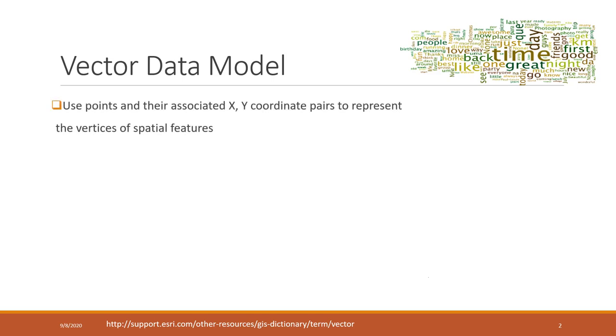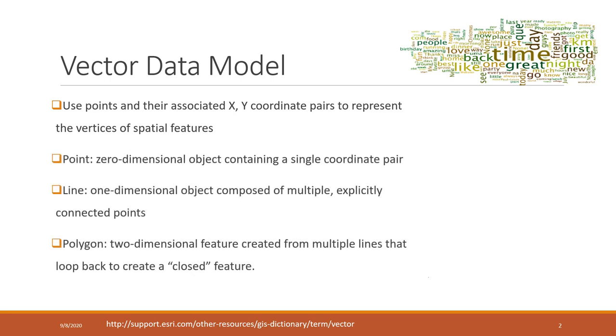If you think about what we talked about in the beginning, vector data use points and their associated coordinates to represent spatial features. It is different from raster data. Raster data use a set of continuous cells to represent the features, but for vector data, we are using a discrete set of points, with x, y coordinates. We have three types of spatial features: the point, the line feature, and the polygon feature. In raster data, it's simply pixels, but in vector data we have three types of spatial features: point, line, and polygon.